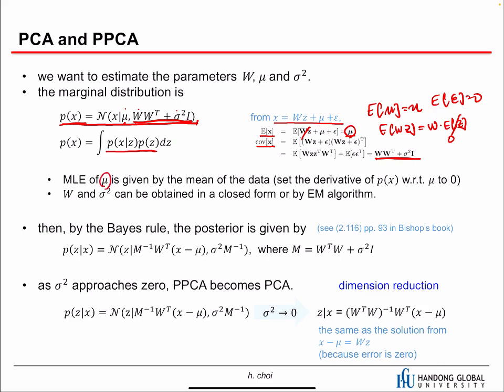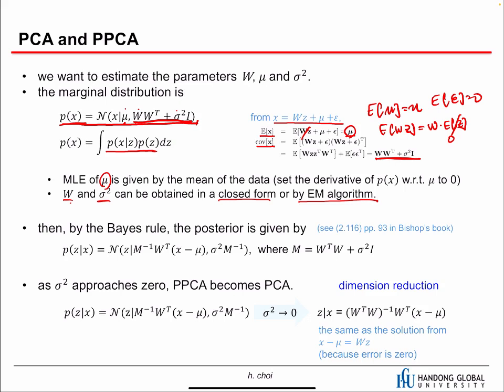Also, W and sigma square can be obtained in a closed form. We're going to talk about this closed form solution later, or we can get W and sigma square by the EM algorithm. We're going to talk about that too. And now we have the formulation and we estimated all the parameters.